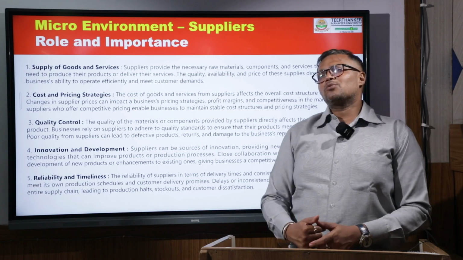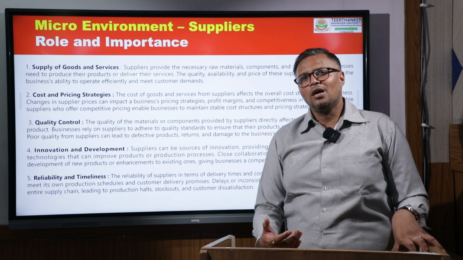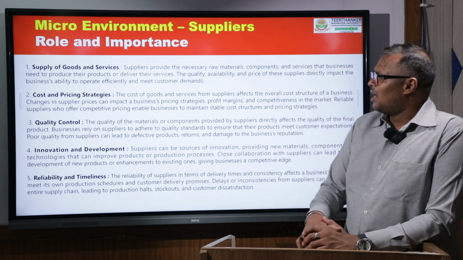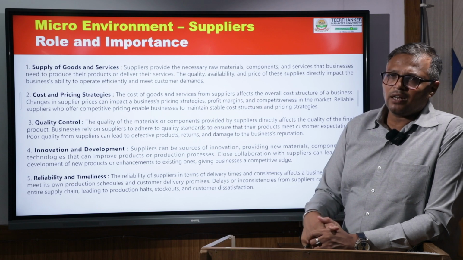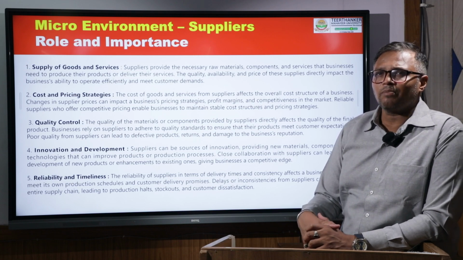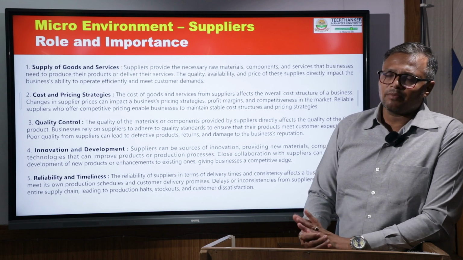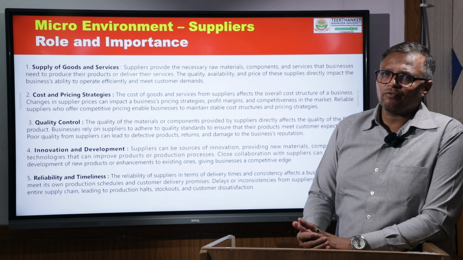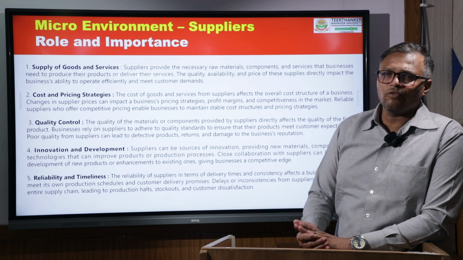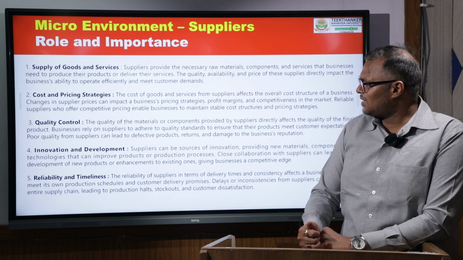It can be related to the production processes, to marketing processes, to royalties, or to supply chain management. Thus, innovation and development is directly linked with the information transmitted by the supplier through channel partners and other means, which, if properly studied, can give very strong information for development and innovation in the organization. The next is reliability and timeliness.